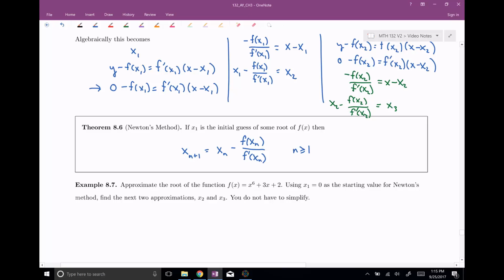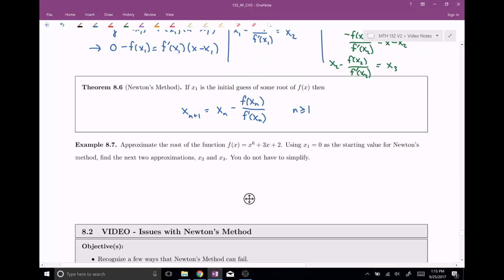All right, let's see if we can apply this to a particular example. So approximate the root for the function f of x equals x to the 6th plus 3x plus 2, and it's already specifying for us our initial guess. x1 is equal to 0. So let's go ahead and use this and see if we can calculate out x2 and x3. It's noting here that we do not have to simplify. Okay, so using this formula above, let's go ahead and calculate x2, which is equal to x1 minus f of x1 divided by f prime of x1, right?